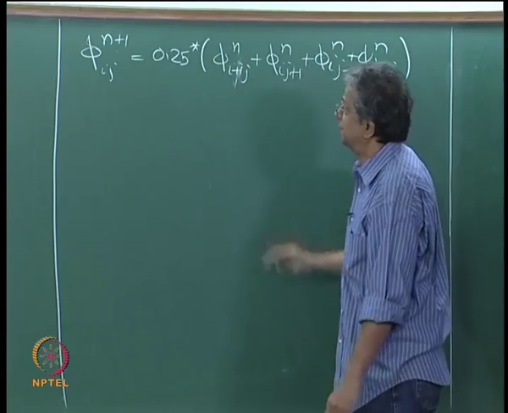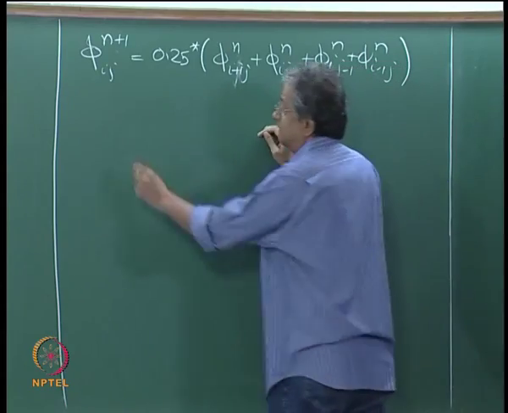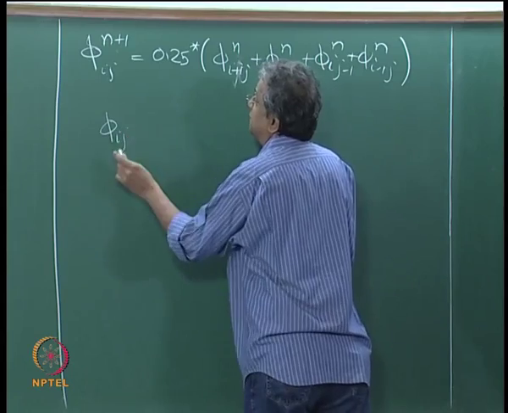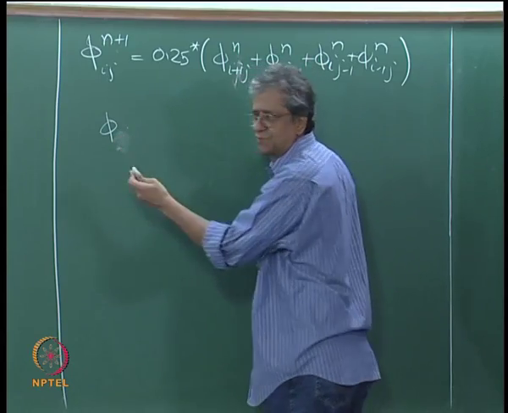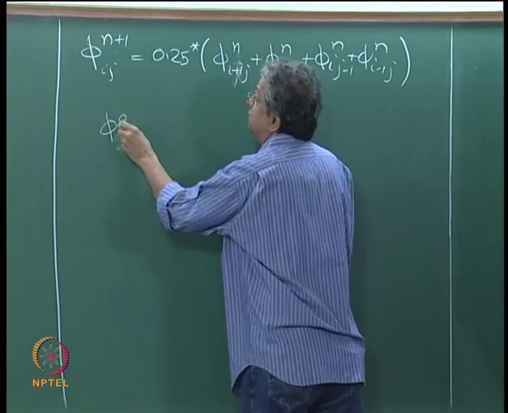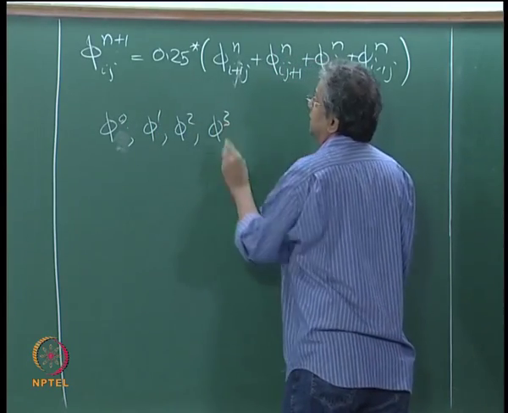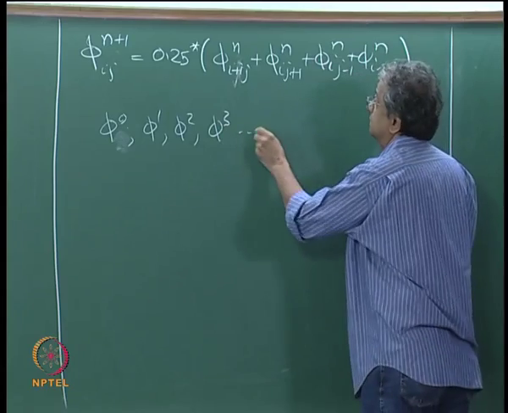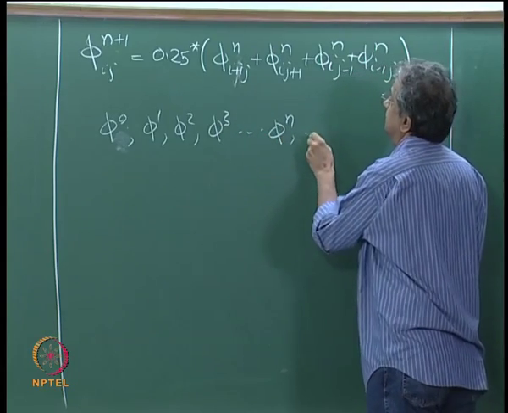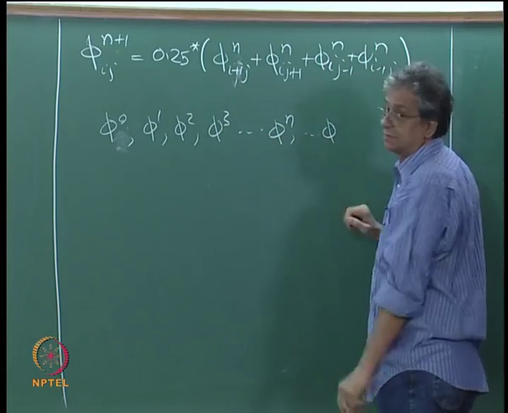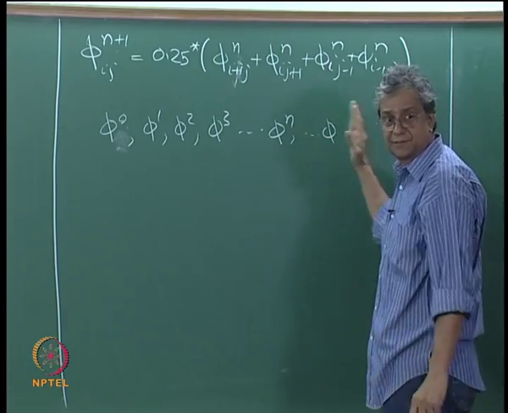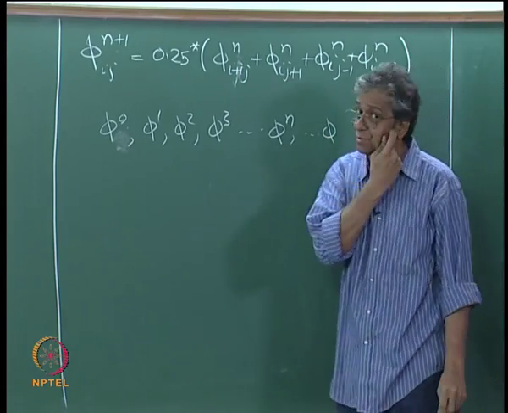So what am I proposing to generate here? You give me phi ij, and I will drop the ij because it is for all the interior ijs. You give me phi 0, and then you are going to generate phi 1, phi 2, phi 3, up to phi n. You understand what I am saying? You are going to generate a sequence of solutions.